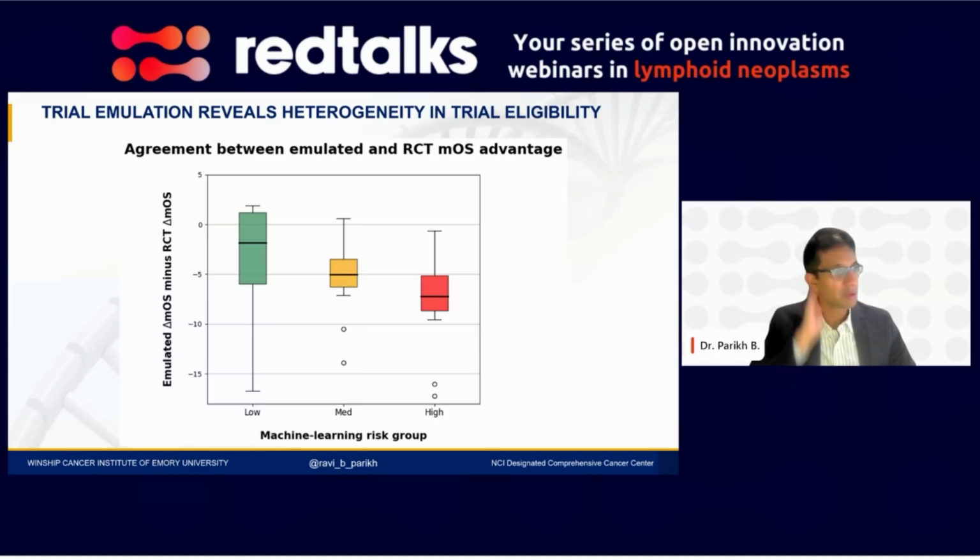And so for the high risk group, there was about a 7-month survival difference or survival benefit difference in the high risk group compared to the overall clinical trial. And what that tells me is that this is generally a population in whom trials don't generalize all too well.